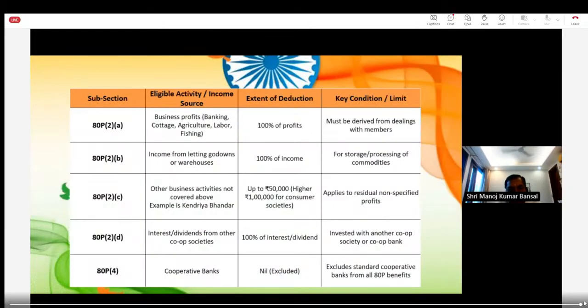No, this is correct. It was a small mistake. Yes, any income from a cooperative bank is not allowed as a deduction. I have told you.